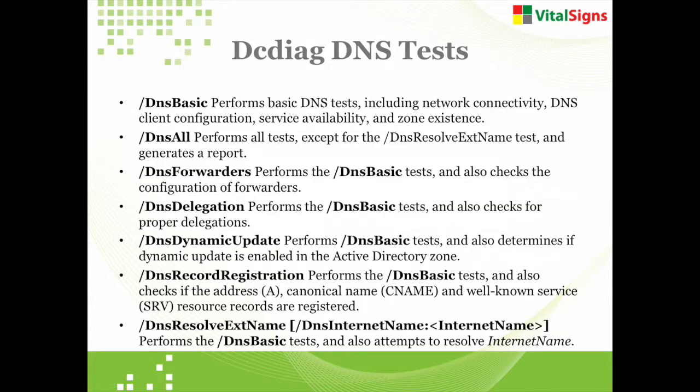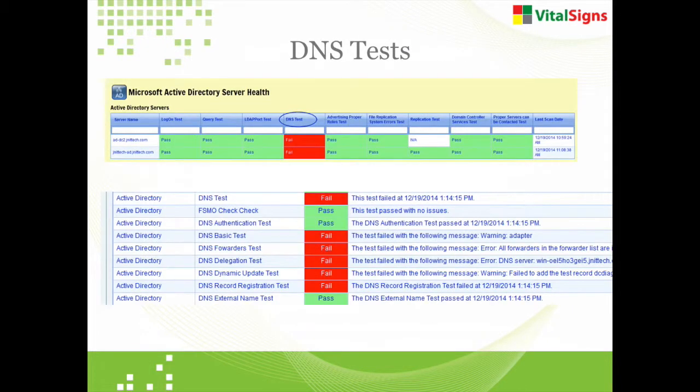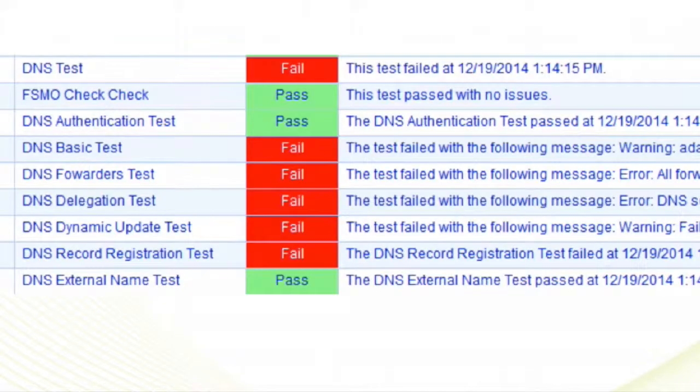There's all kinds of things that you can pass it, including various DNS tests. So you'll see here that there's a basic DNS test, there's DNS all, there's DNS forward, there's DNS delegation, etc. So what VitalSigns does is we run all these tests and we parse this out for you. In the overall dashboard, you'll see a column for DNS test, and it will have a pass-fail. But what's happening under the hood is all of these tests are actually being performed, and if any one of them fails, then the whole test is considered a fail.